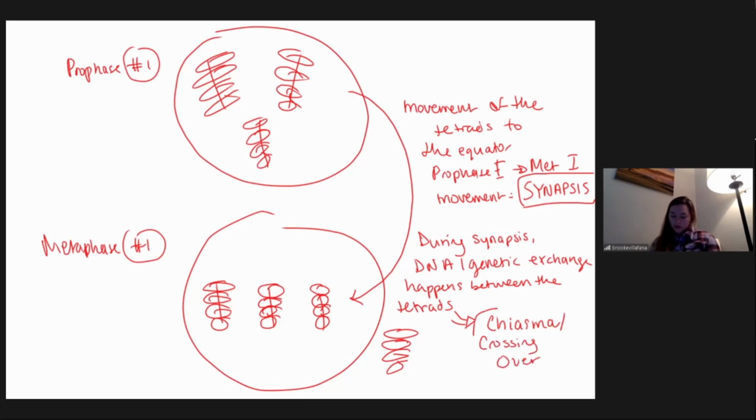right? So on your test, you might be asked, what is the movement called? And you would say synapsis. What is the actual genetic exchange between each of those tetrad pairs or tetrad quadruplets, I guess? And you would say chiasma or crossing over. Does that make sense? So we have the tetrad moving from kind of at random to the middle of the cell.